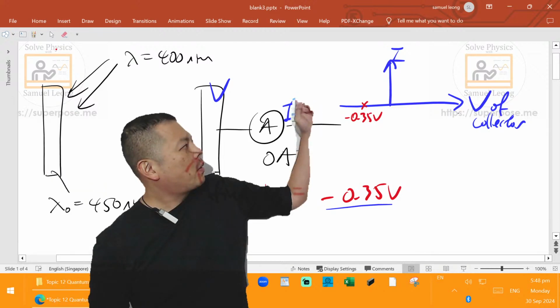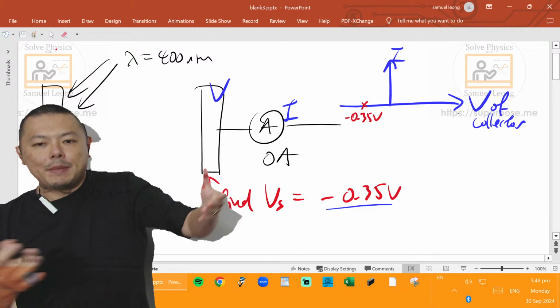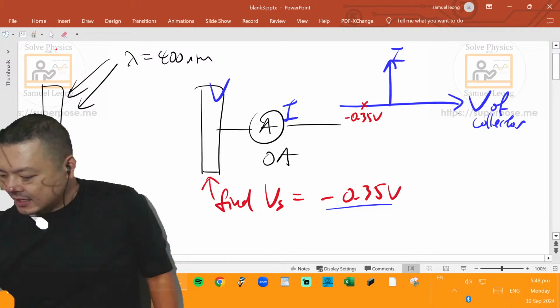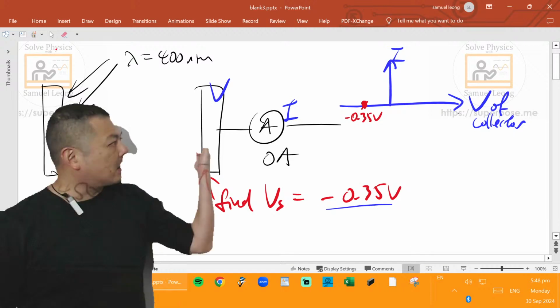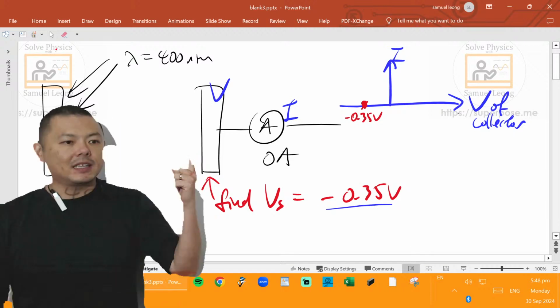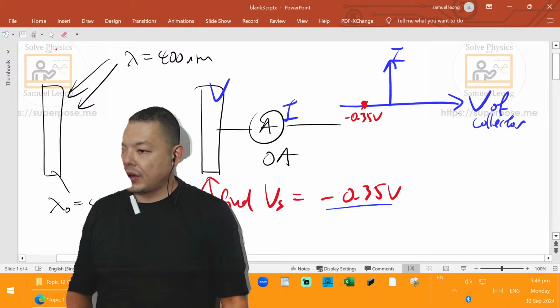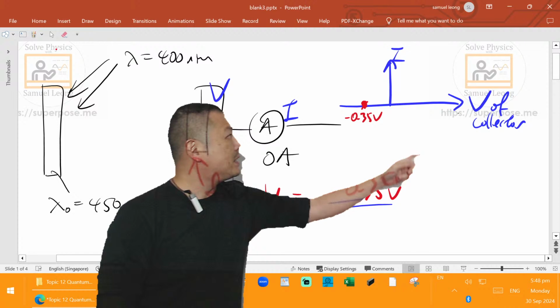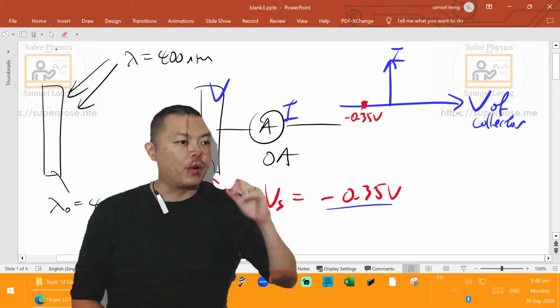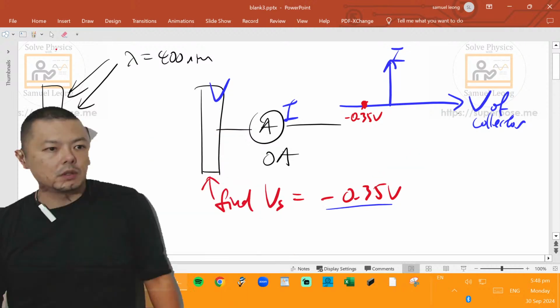The point of the data is just here. What happens if I make the collector plate negative 0.4? What happens if I make this plate negative 0.4 volts? How does the graph look like?